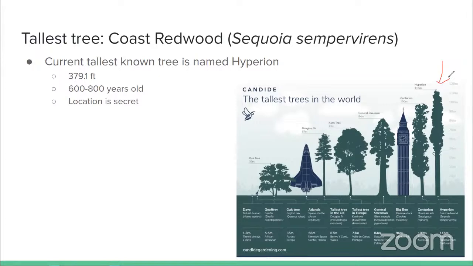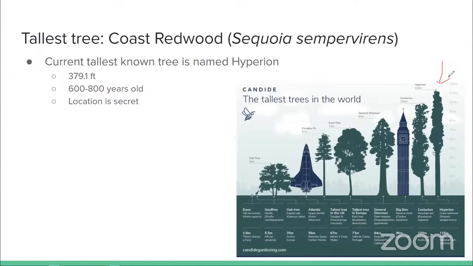If someone goes out and cuts it down or harms it, it's one individual tree. We're not getting that back. So its location is secret. It's thought to be 600 to 800 years old or so, so quite old.